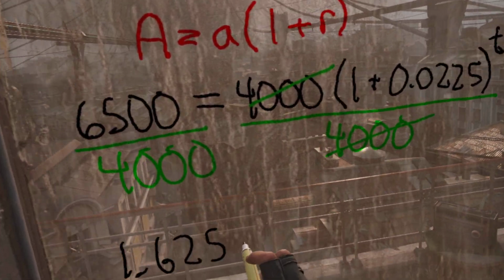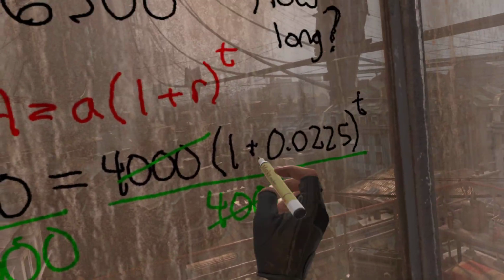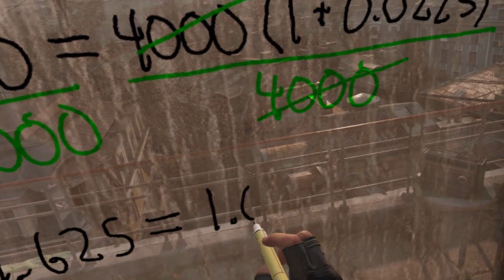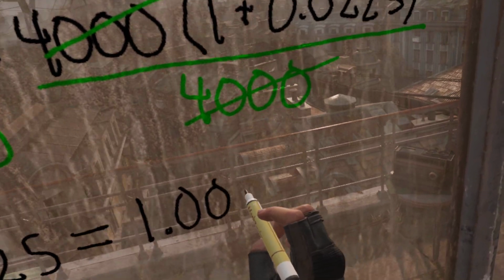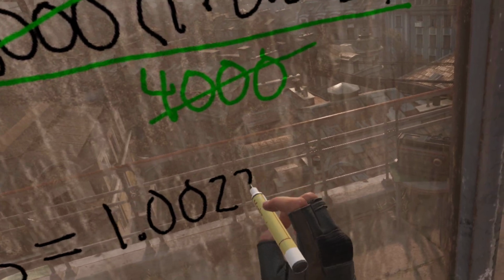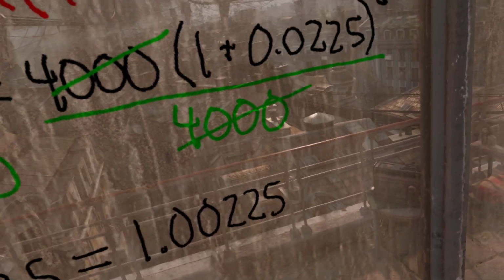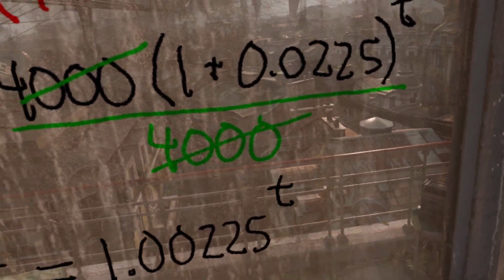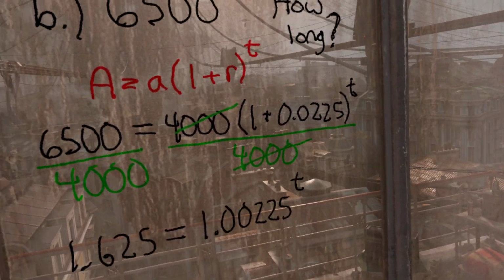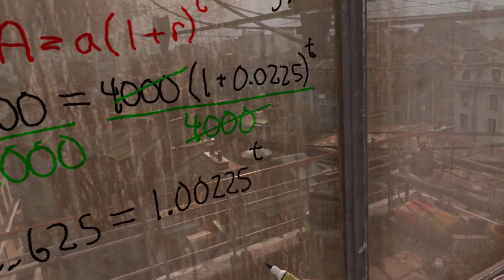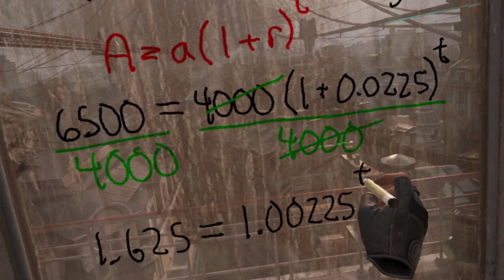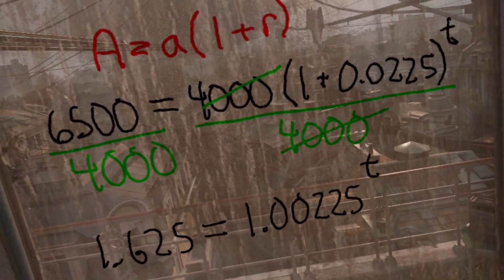Now, what's left on the other side? On the other side, we have, let's put that together, 1 plus that is 1.00225. But it is raised to the t power. So the question is, how do I now get rid of an exponent? If I don't know what the exponent is, how do I get that by itself?